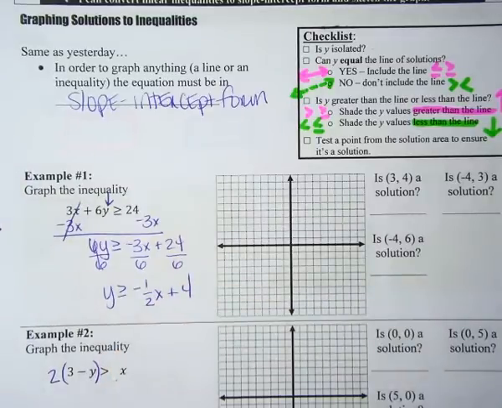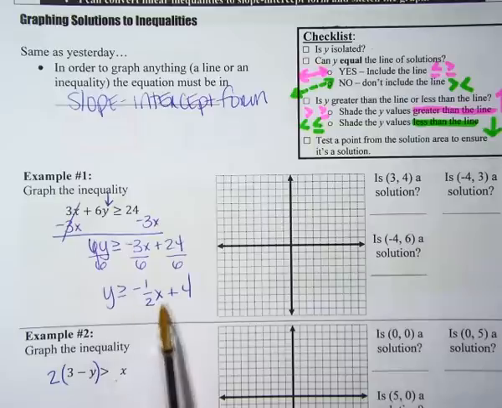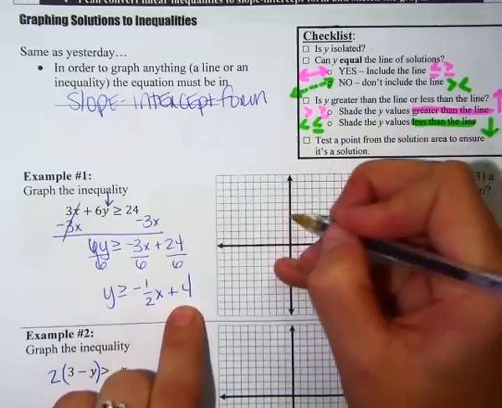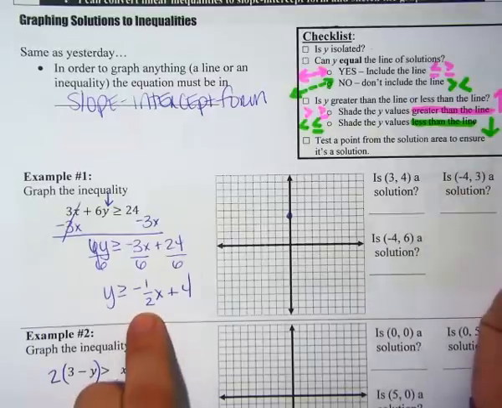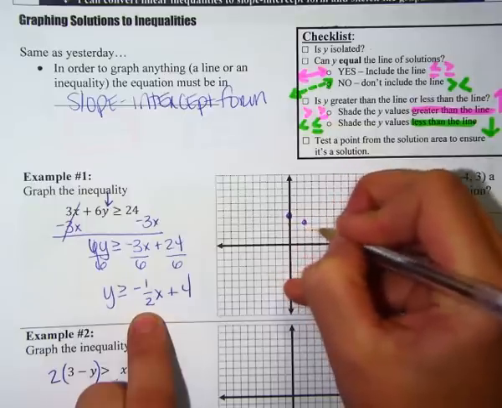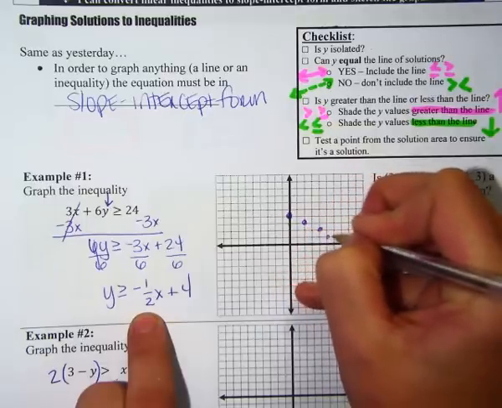Now I'm going to go and graph it, but I'm only going to plot the points first. Go to my y-intercept of 4, count my slope of negative 1/2, down 1, right 2. I'll put several points.